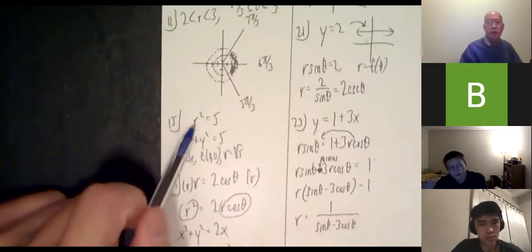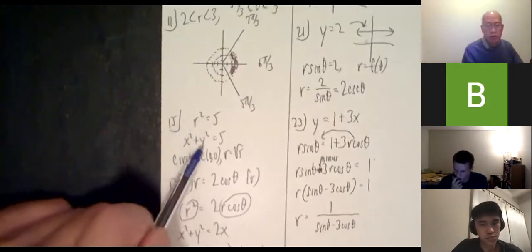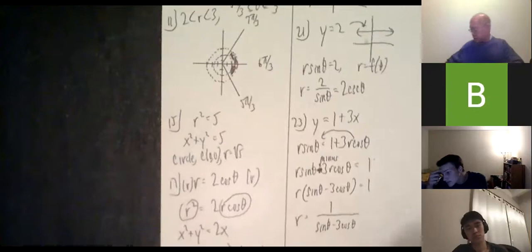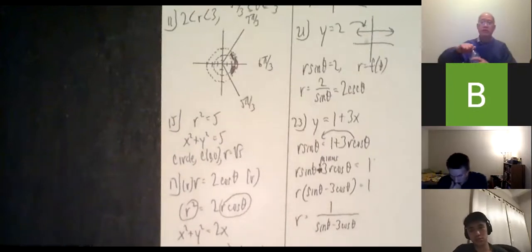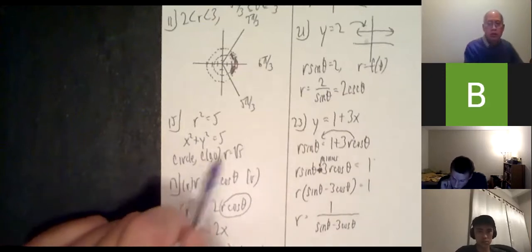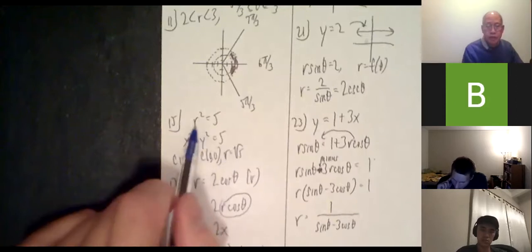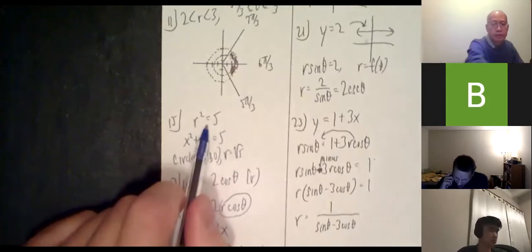So they told me r squared equals 5. Well, r squared is x squared plus y squared. So there it is. x squared plus y squared equals 5. What does that look like? That looks like a circle, center at the origin, with a radius of radical 5. Okay, so that's what r squared equals 5 gives me.